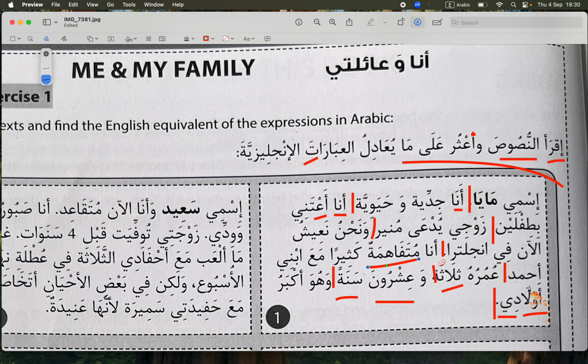ومن أكبر؟ هل منير أكبر أولاد مريم؟ لا. منير زوج مايا. منير ليس ابن مايا. فمن أكبر أولاد مايا؟ نعم. أحمد أكبر is the eldest of her أولادها, of her sons.